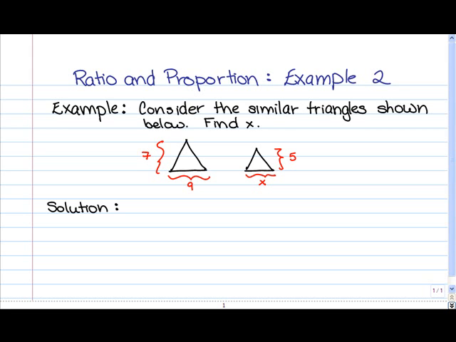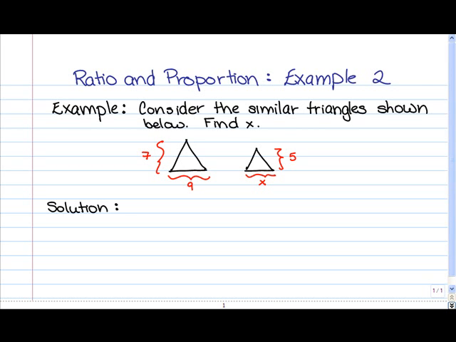So again, it's up to you how you set up the proportion, but when you actually solve for x, you will obtain the same value regardless of how you set it up. So you can try setting it up several ways and verifying that you do indeed get the same value for x. The key is these are similar triangles, so the ratio that they're scaled by is the same for both the height and the width.